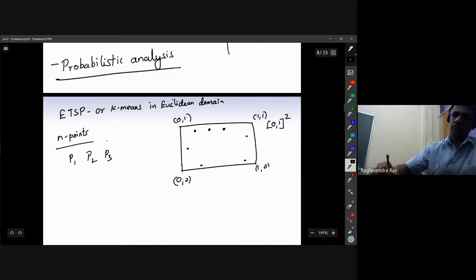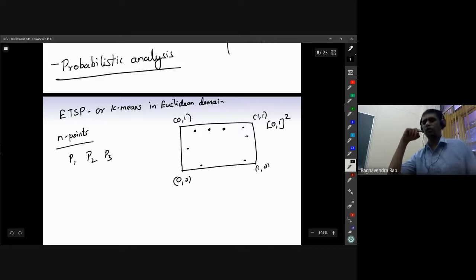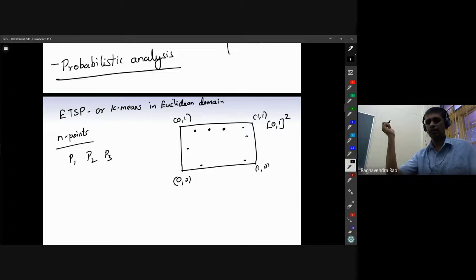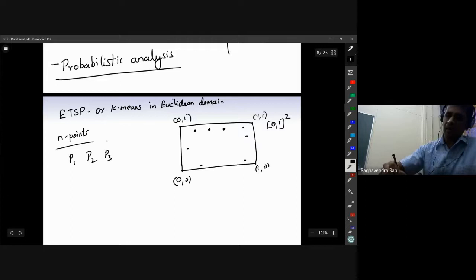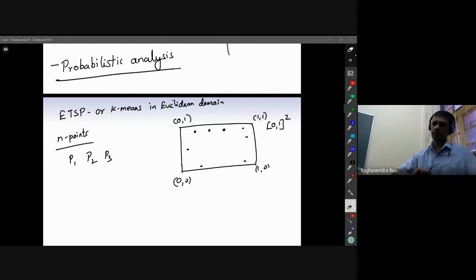I'll ask you a question. What is the probability that the shape, if I just draw these points, will look similar to this? It's not a very well-formed question, just an intuitive one. When I say shape, I mean something like a scaled down version of this, which is also a similar shape. So what would be the probability? Anybody, any guess? Okay, good, there is one guess. Anyone else?